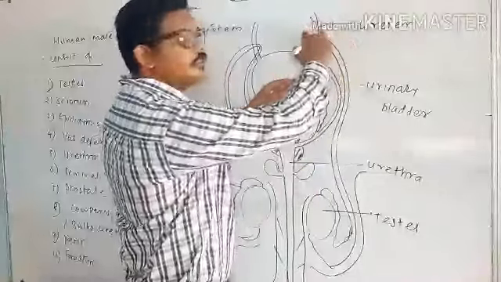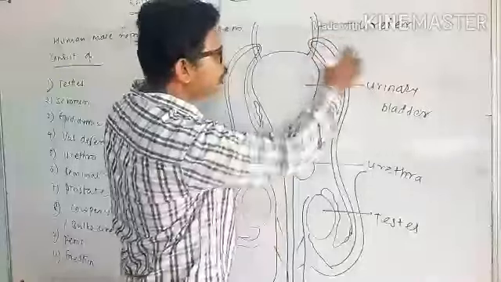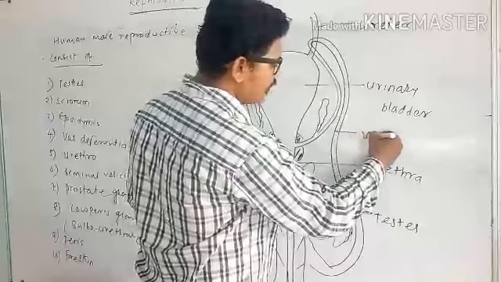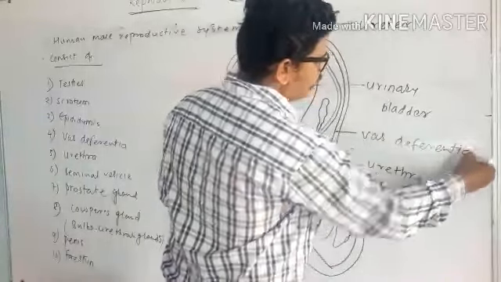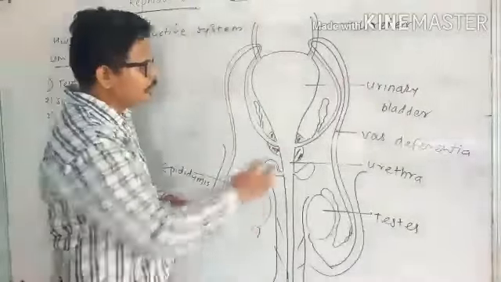Again it goes over the ureter, runs downward, and opens into the urethra. This duct is nearly 40 centimeters in length. This duct is called the vas deferens, which carries sperm produced in the testis up to the urethra.